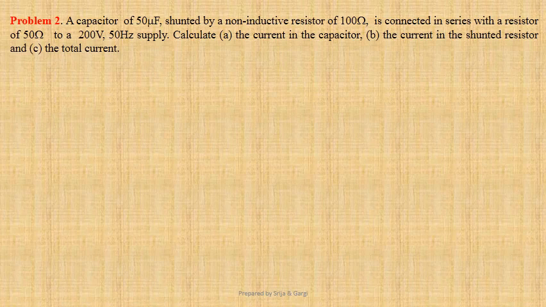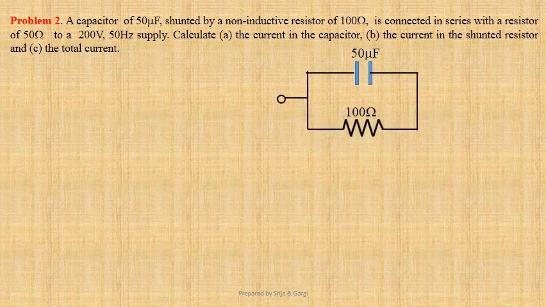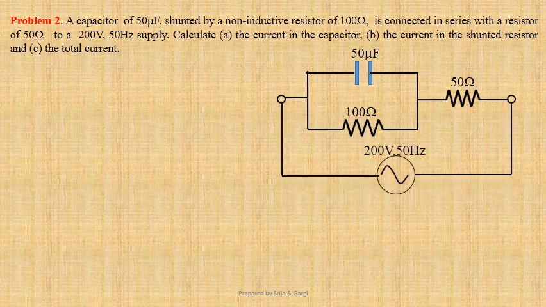Problem number 2. A capacitor of 50 microfarad shunted by a non-inductive resistor of 100 ohm is connected in series with a resistor of 50 ohm to a 200 volt 50 Hz power supply. We have to determine the current in the capacitor, the current in the shunted resistor and the total current. Let us first designate the circuit nodes as A, B and C. Now we shall jot down the given data.